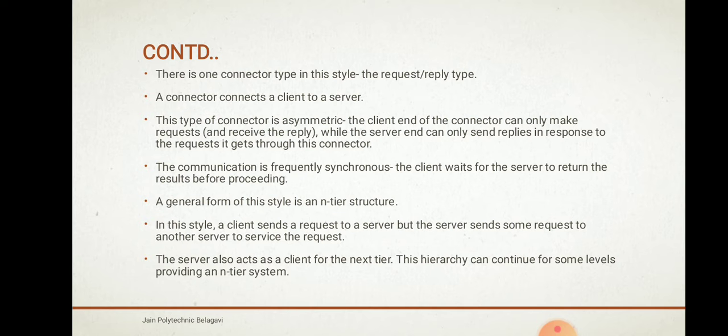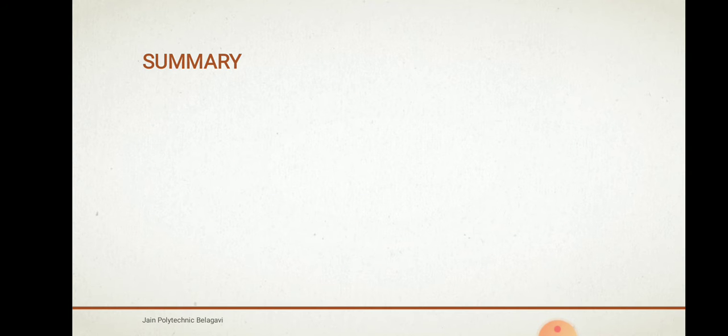A general form of this style is an n-tier structure. In this style, a client will send the request to a server, but the server sends some request to another server to service the request. Here the server also acts as a client for the next tier. So the hierarchy can continue for several levels, providing a multi-tier system.